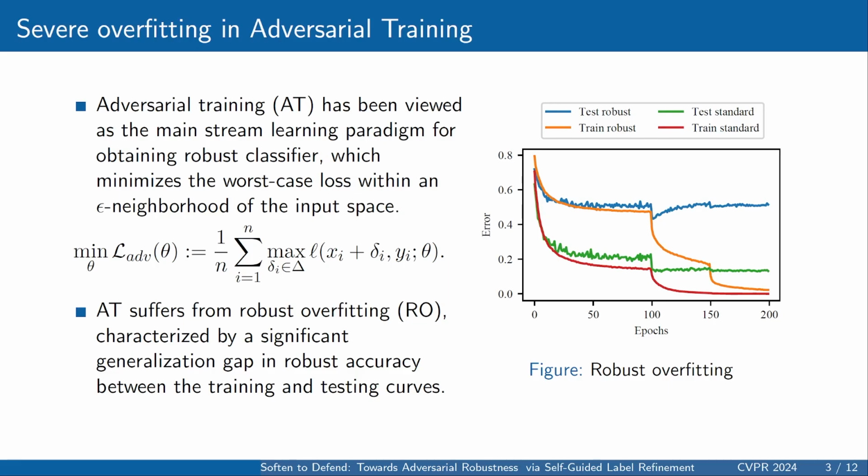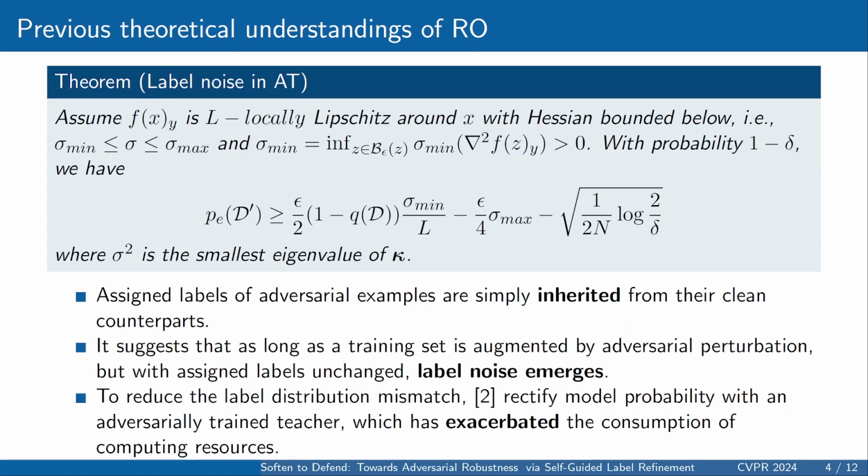Look at the figure on the right-hand side. As the learning goes, the robust test error decreases at first, but eventually the growing test error becomes dominant, highlighting a significant generalization gap.